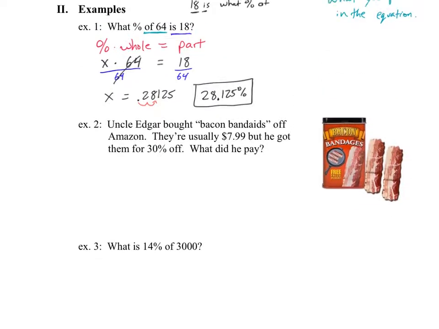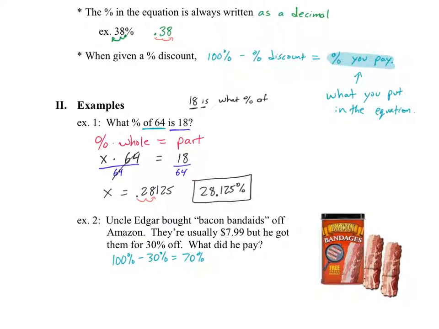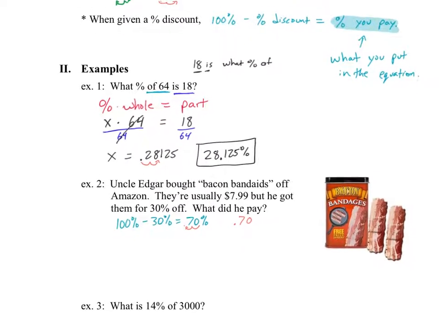Well, that last line we had up above: when given a percent discount, you do 100% minus that number. So if they're taking 30% off, and you really could do that in your head, you only have to pay 70%. So we need to put 70% in the problem. But when we put a percent in the problem, we always move that decimal point 2 places. So we're going to put a 0.7 or a 0.70 in our original equation.